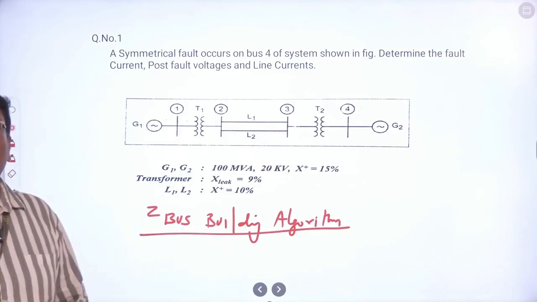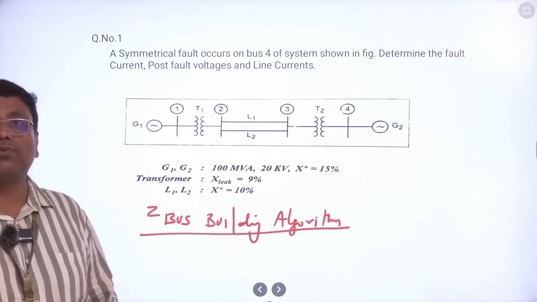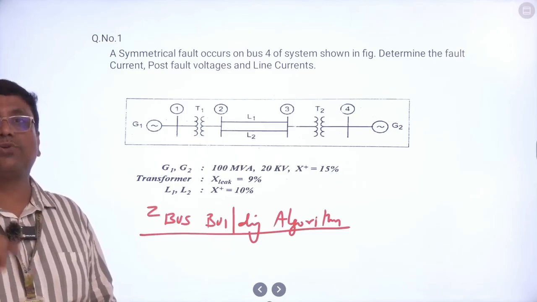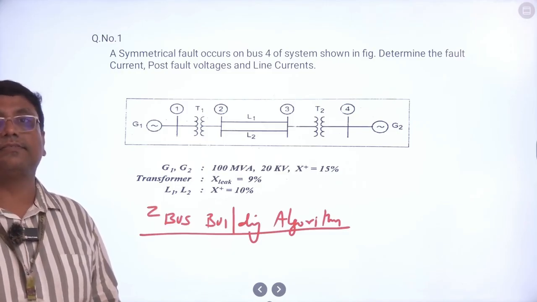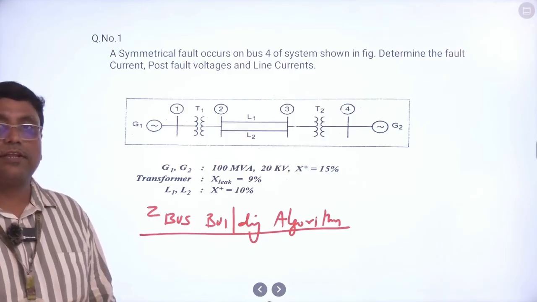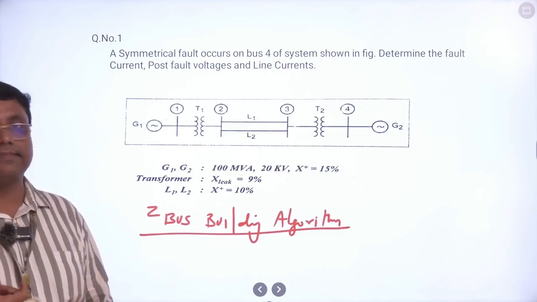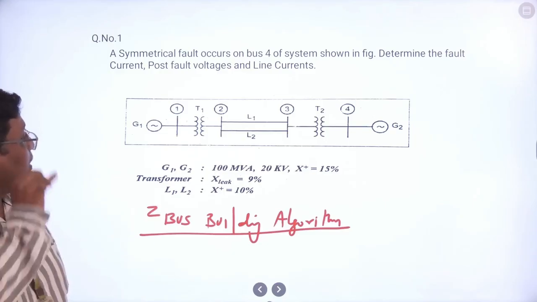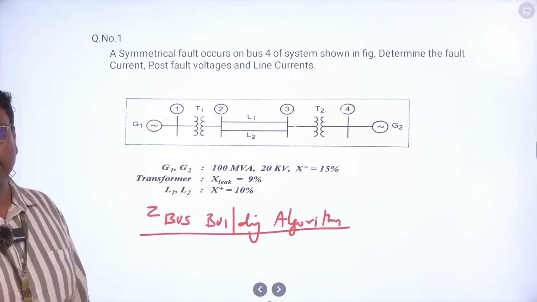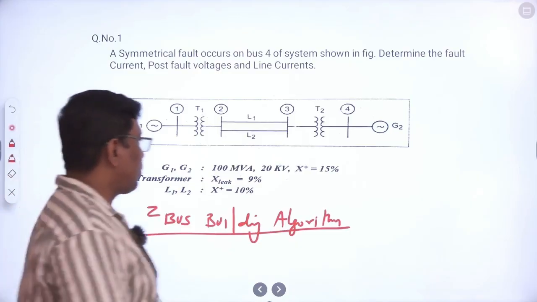Four cases are available. One is reference to new, the next one is existing to new, next one is existing to reference, and another case is existing to existing. So based on that, we can calculate or determine the Z bus. So here in this problem, first of all, draw the reactance diagram, then apply the Z bus building algorithm.